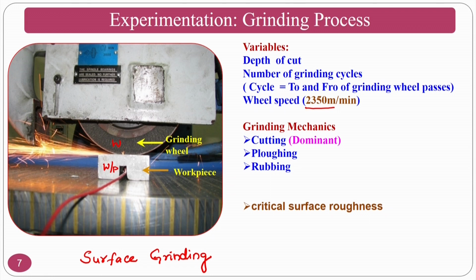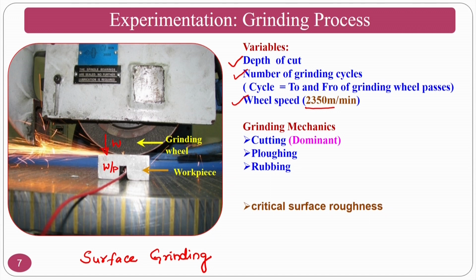The variables that you can normally give include depth of cut, that is, how much depth you are going to give on the workpiece. The second is the number of grinding cycles, where a complete rotation is one cycle. So you can give 1000 cycles, 2000 cycles and so on. Another important parameter is wheel speed, how fast you rotate the wheel. If you want higher speed, you can give a higher wheel speed, and if you want lower speed, a lower one. These are some of the common variables, apart from the wheel designations.